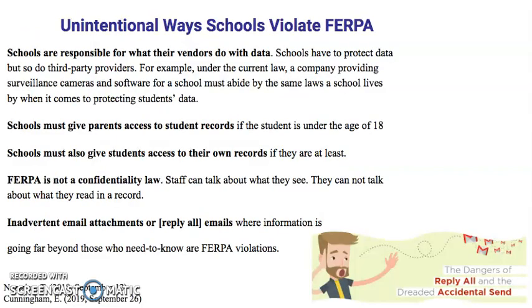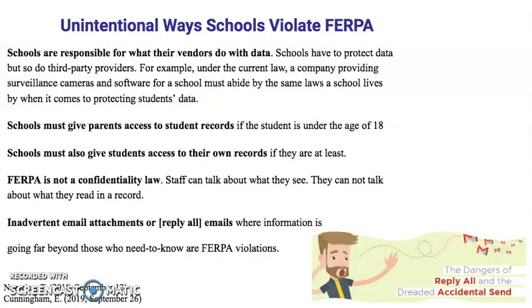around them. So there are some unintentional ways that schools accidentally violate FERPA. Schools are responsible for what their vendors do with data. Schools have to protect data, but so do third-party providers. For example, under the current law, a company providing surveillance cameras and software for a school must abide by the same laws a school lives by when it comes to protecting student data.